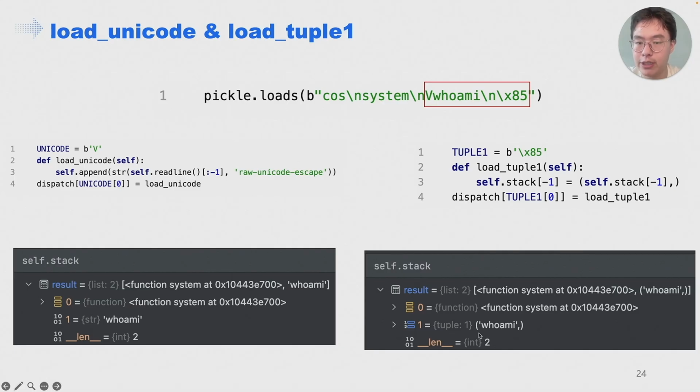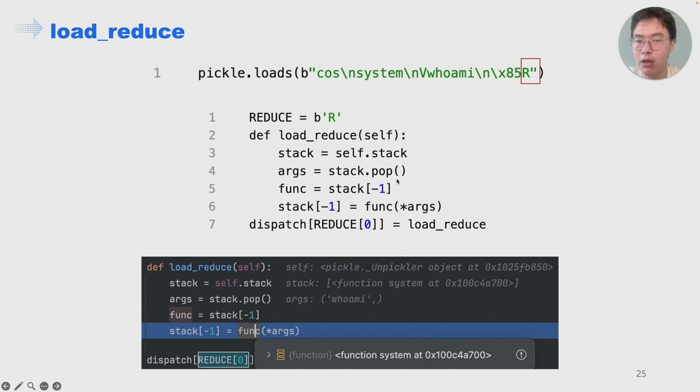And so here, after executing the load turbo, you can see that we wrap this string into a turbo, and now we get the function and its arguments. So now we can use the reduce opcode to execute this function. Here we use the reduce, and it will execute the node reduce function, and you can see that it will get the arguments, get the function, and call it. So finally we can get command execution.